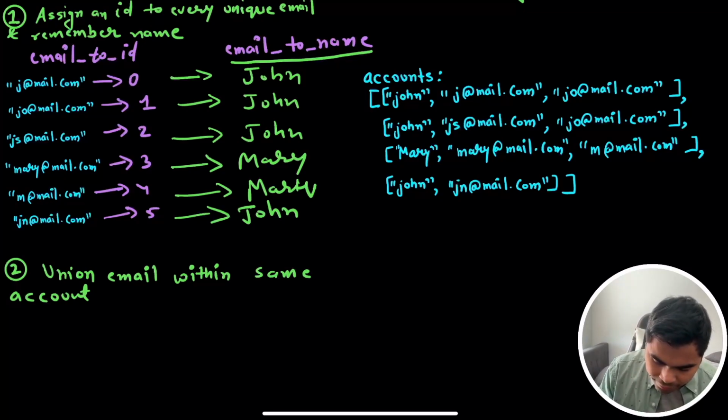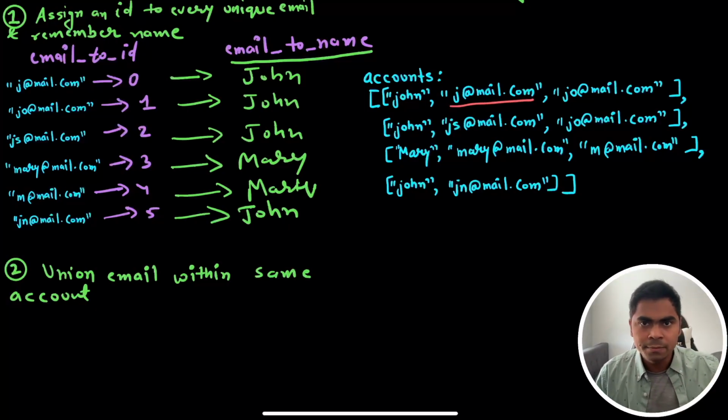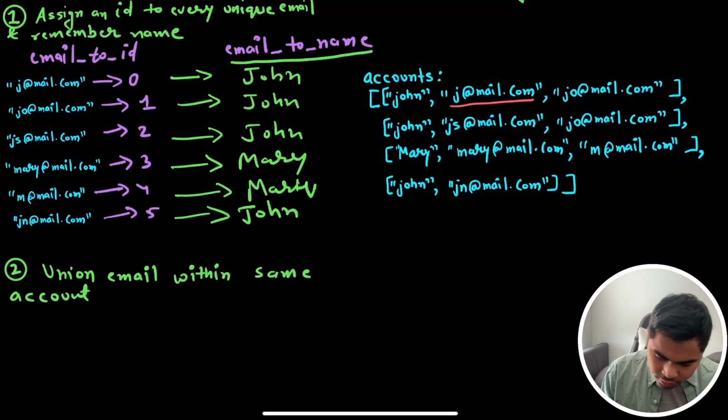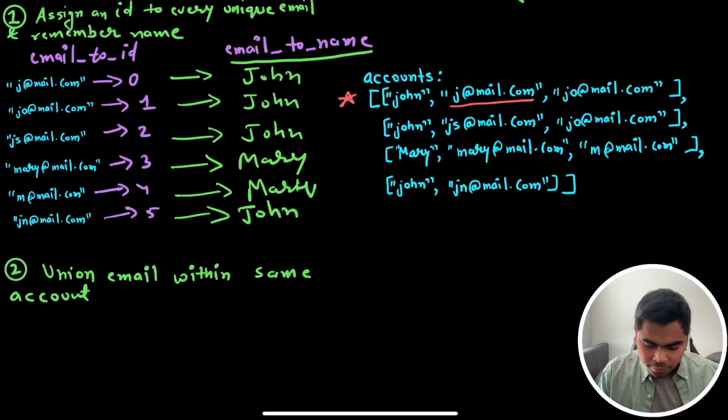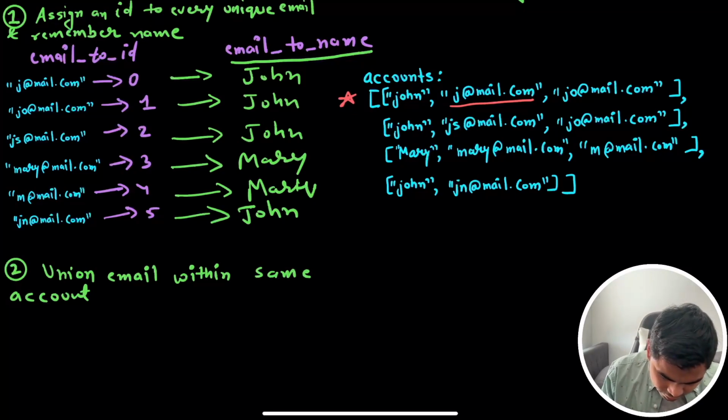Now for each email, let's assign the first email that you encounter as the base email. Find out its ID. Let's say we are visiting our first account, which belongs to John. The first email would be the base email. Base email means let's create that ID or account or node, whatever you want to call it, as the base, the parent of all the other emails that might belong to the same person. So for John, I'm creating j@mail.com, which is the ID 0, so I'll just have 0 right here created.